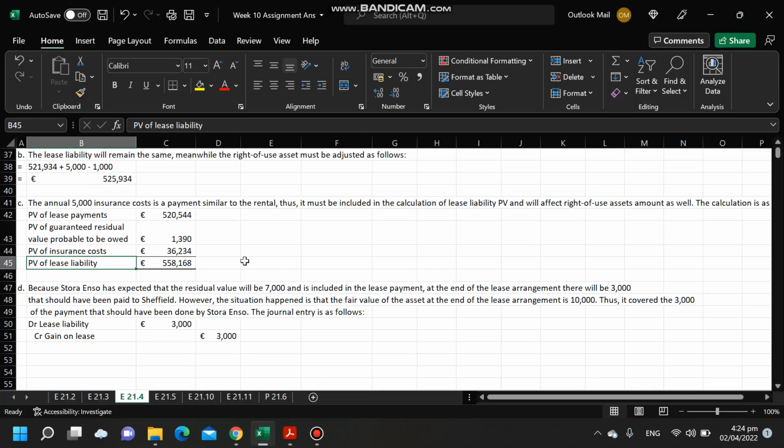In the beginning, the expected residual value is already 7,000 and we have included that 3,000 into the lease liability calculation. Now what happened is that the residual value at the end of the lease is 10,000, so it has covered that 3,000. It means that Stora Enso doesn't have to pay that 3,000. Therefore, the journal entry is debit lease liability, credit gain on lease 3,000.